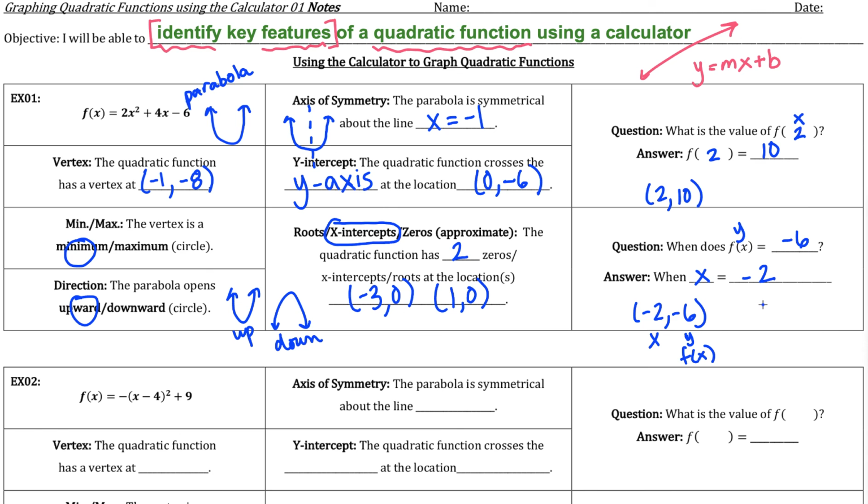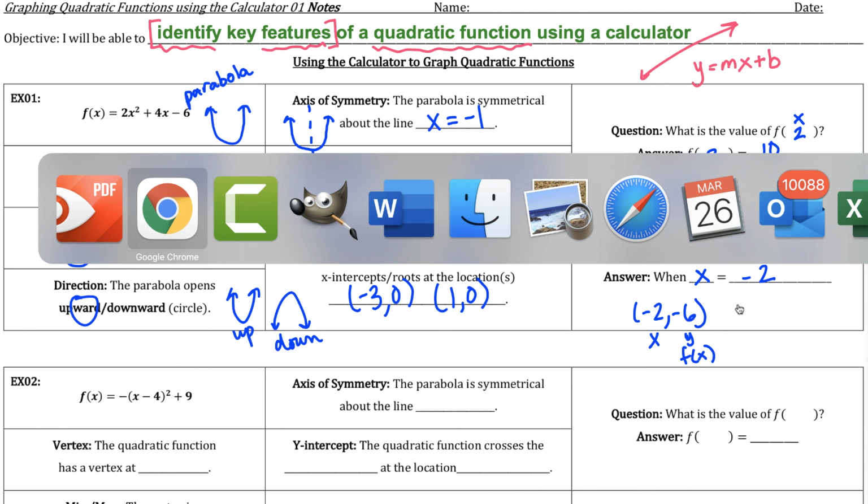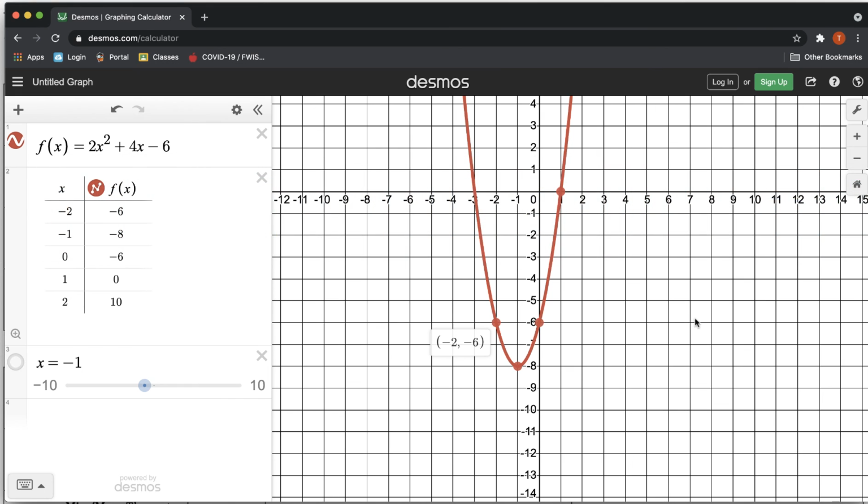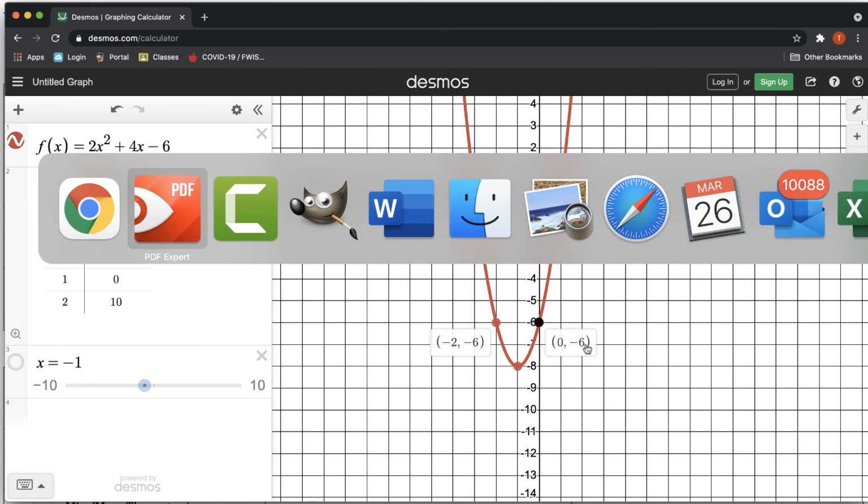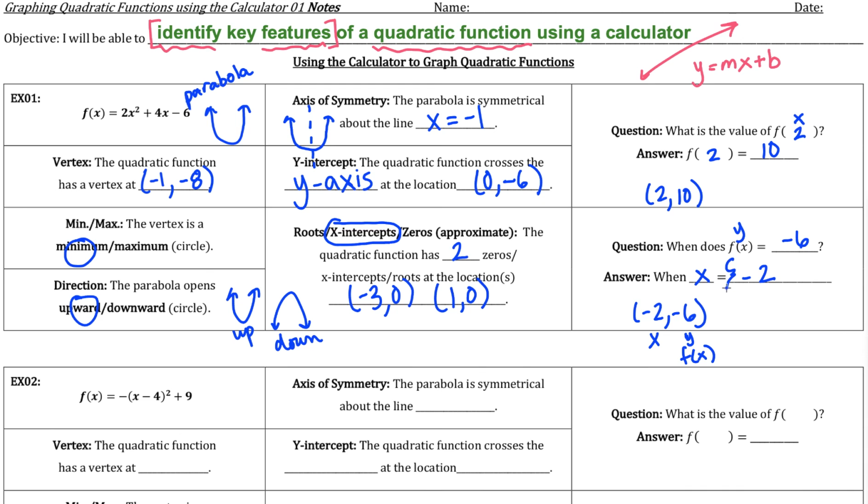But we've got to be careful. There's actually another spot where f of x is -6, right? See this? -6. But look, there's another one. So it's also when x is 0, because it's symmetrical. When x is -2, y is -6, and when x is 0, y is -6. So you would put that it's when x is -2, and also 0. All right, let's go to the next one.